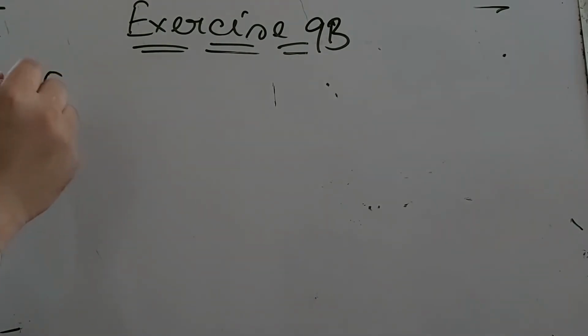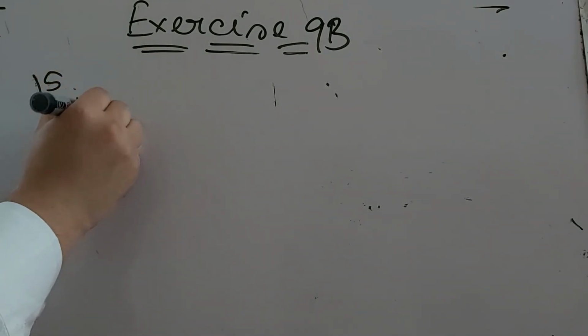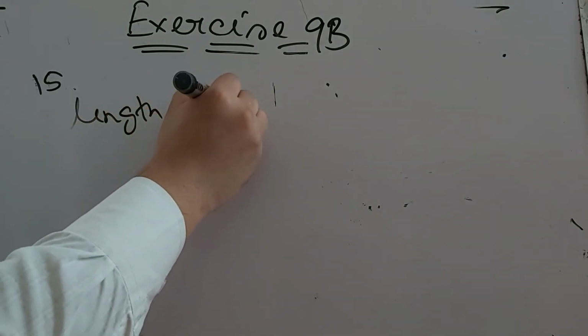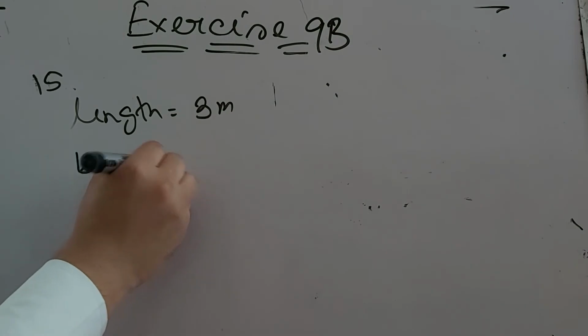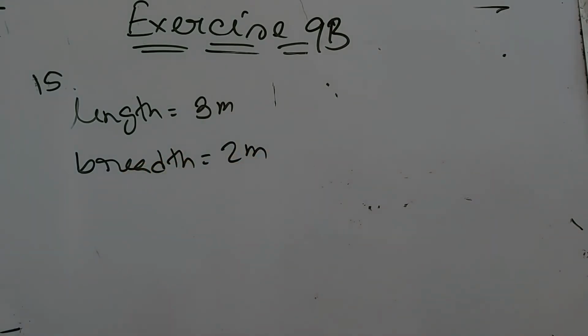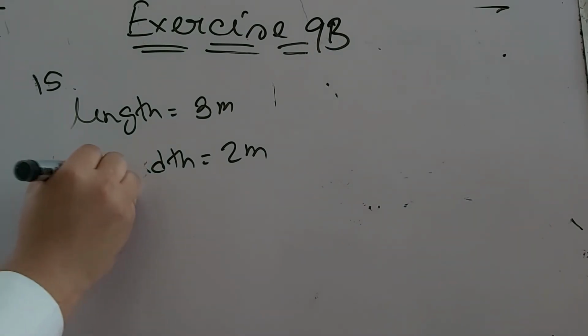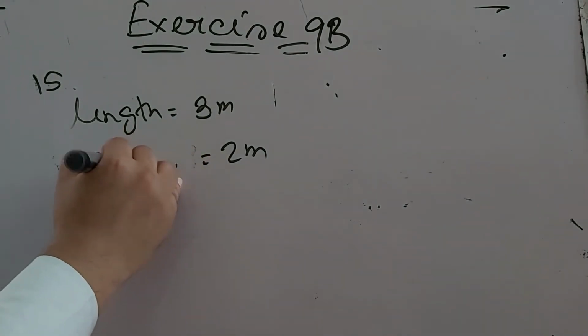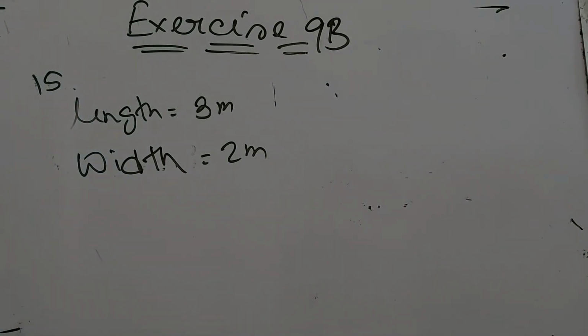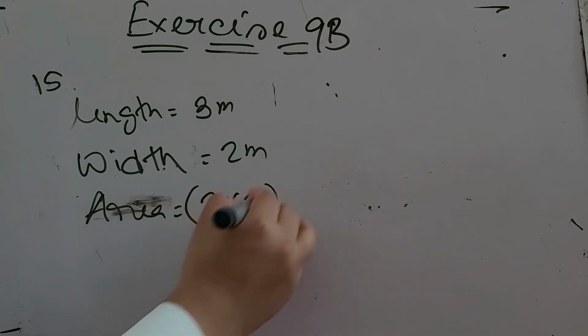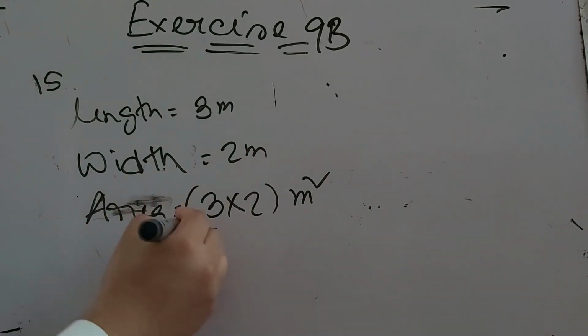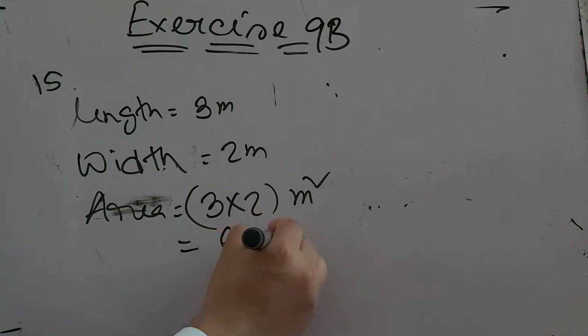So if we see here, if we want to find out the area of the floor, what is the statement here? Length equal to 3 meter, and what about the breadth? Breadth equal to 2 meter, or width equal to 2 meter. So that will be width. Width will be good, I think. Width will be 2 meter. Now what is the area here? Area of a floor equal to 3 times 2 square meter or meter square, that is 6 meter square or 6 square meter.